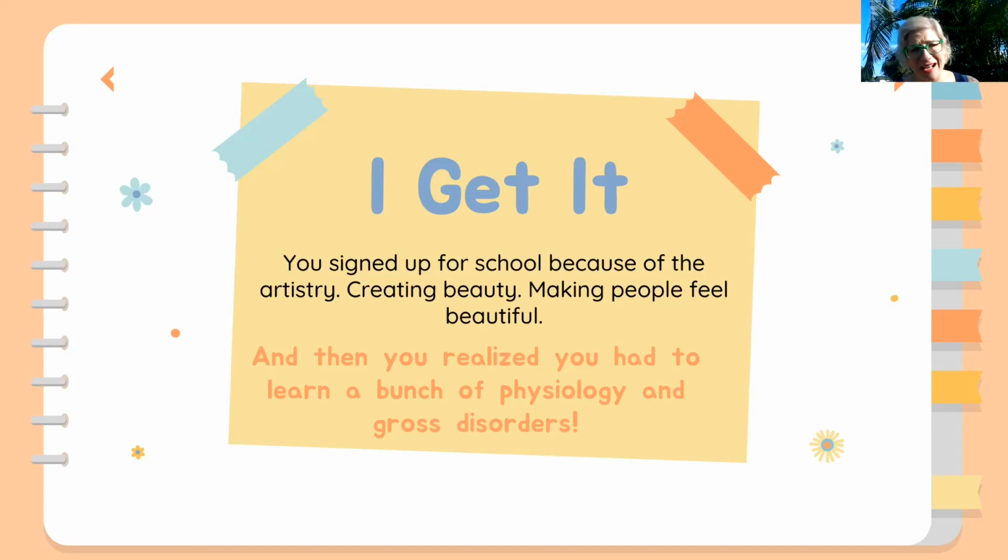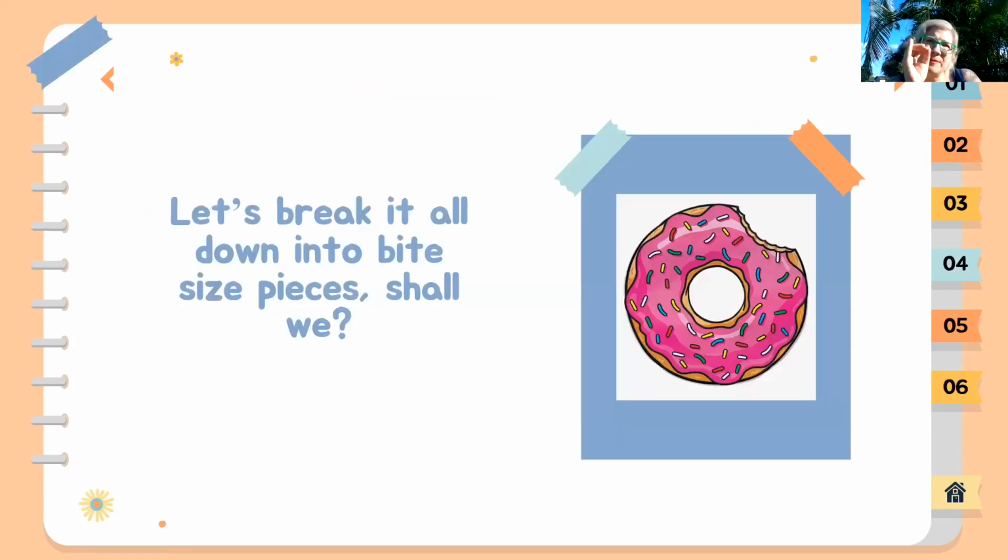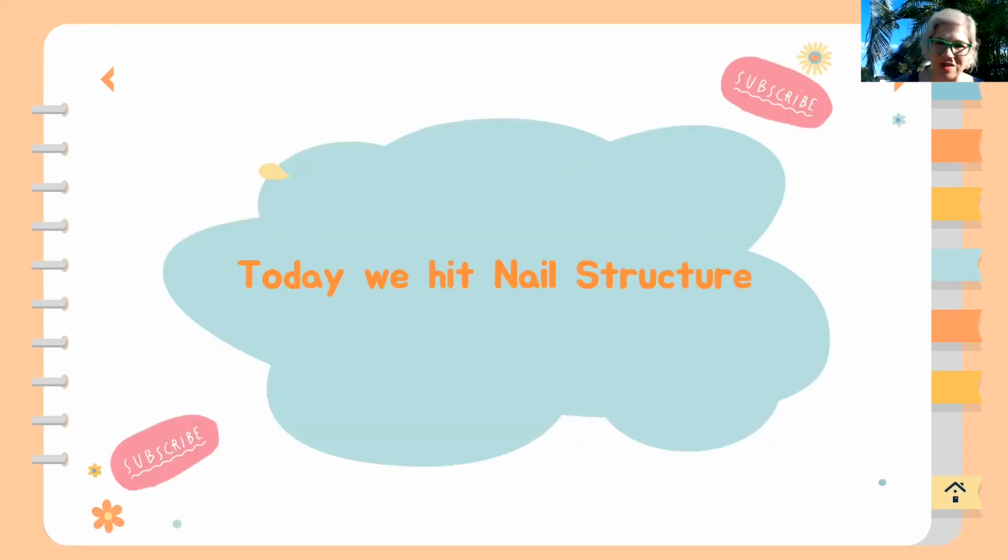But the reality is you do have to know that stuff so that we don't damage anything. So I totally get it. But I'm hoping that if we break this down into some bite-sized pieces for you, you're going to have more luck in really remembering the things that you need to remember. So that's what we're going to do today. Today we hit the nail structure and we really kind of talk about what are the different parts of that nail, things that we see every day in our hands. But why would we ever know that until we came to beauty school, right?